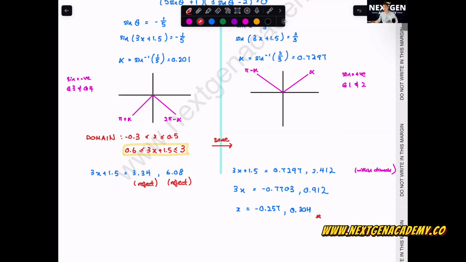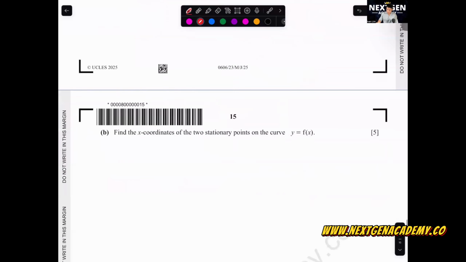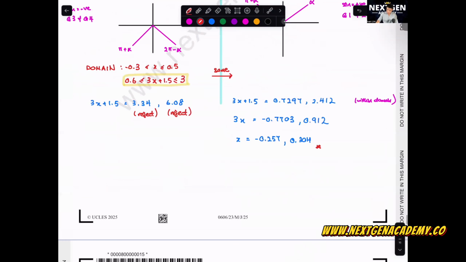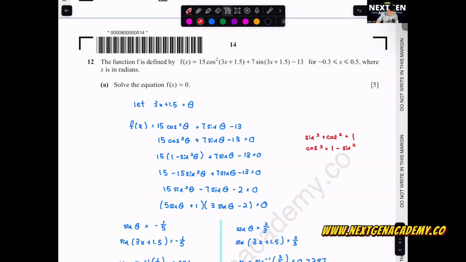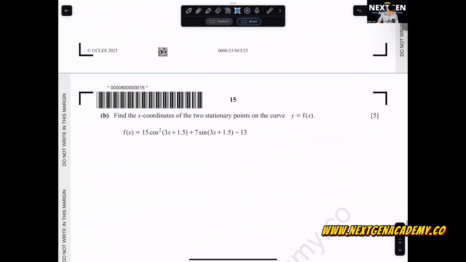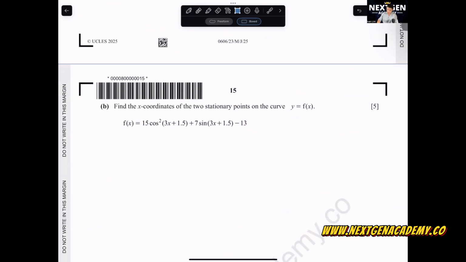The other question is also another trigo, so another 5 marks over here. Find the x coordinates of the two stationary points on the curve. What are stationary points? Let me copy down this one again first. f(x) is this. Stationary point means dy over dx equals 0, or f prime x equals 0, right? So we're going to find what f prime x is first.